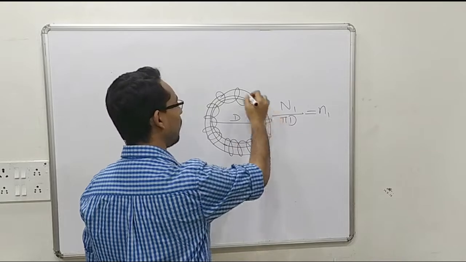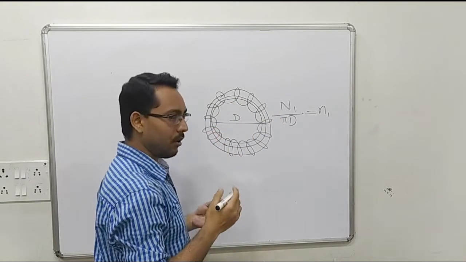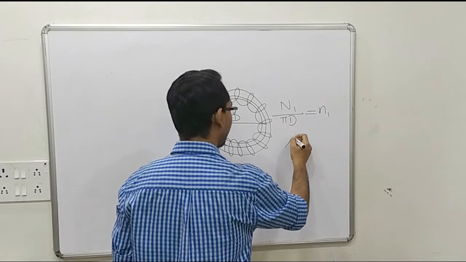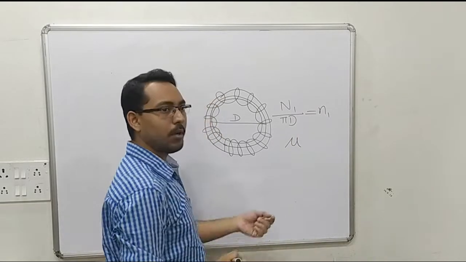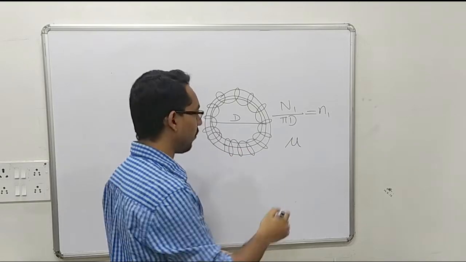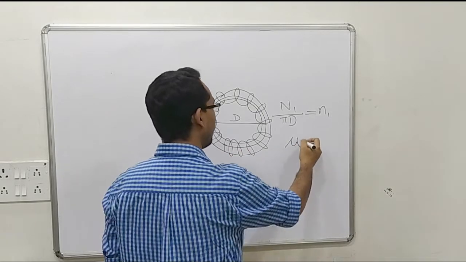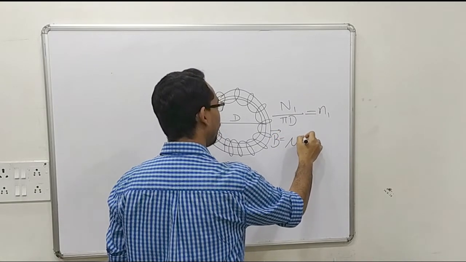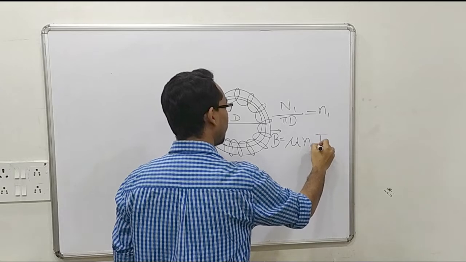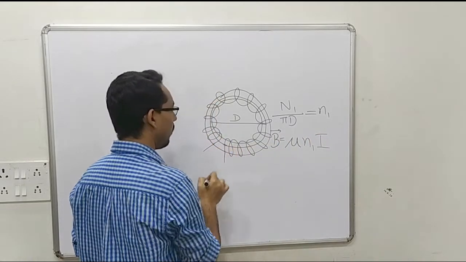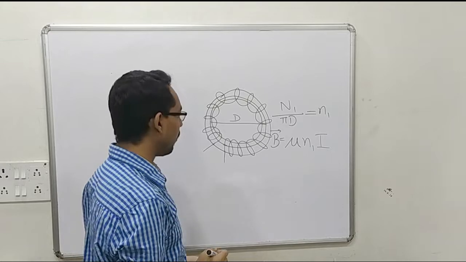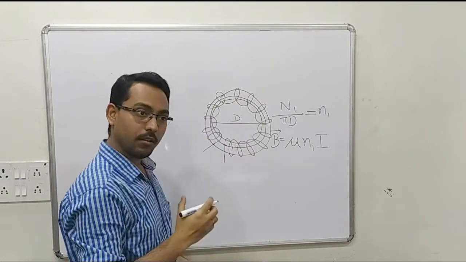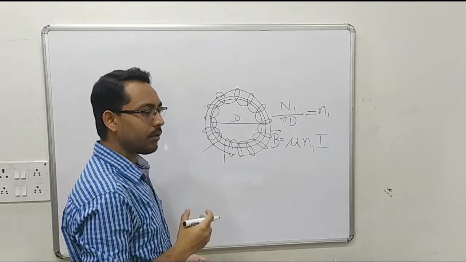If the ferromagnetic material has a magnetic permeability mu, permeability of that material, okay, it's not mu zero, it's mu, then we know that the magnetic field that will be induced inside is nothing but mu N1 times the current that is flowing through these coils. Right? Okay.